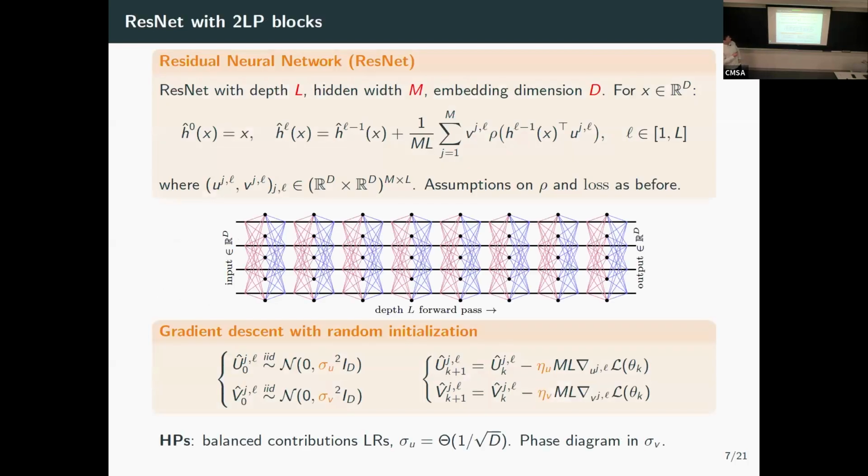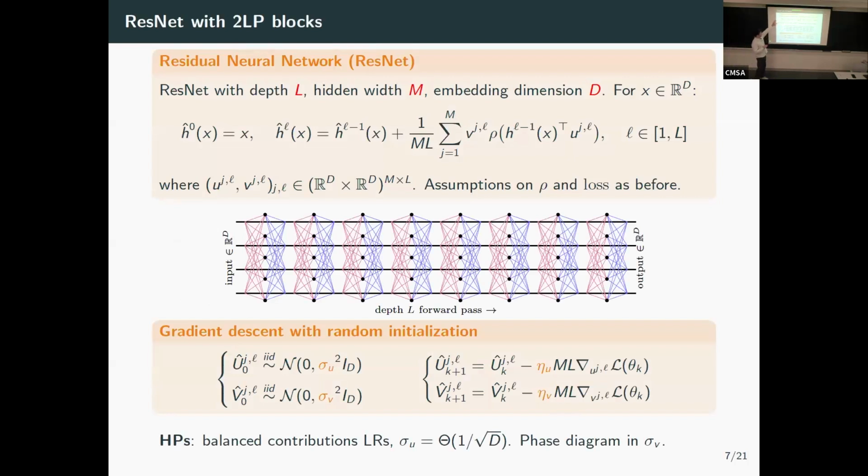Okay, so let's look at the main architecture of ResNet which we'll be concerned about. So let's fix the notations. This is represented graphically here. It's a ResNet with L layers. So this is here the number of blocks, which is 8, I think, in this plot. The hidden width is the size.